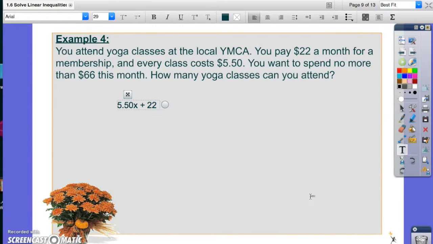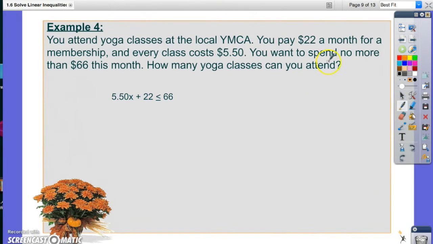Now, do you see how it says no more than $66? We don't want to go over it. So it could be $66 or less than that. So the inequality I want to use, be careful with naming the inequalities here, is less than or equal to $66. Once again, because of the term no more than. So you have to think about it for a minute. Here's our inequality. You guys can solve it.